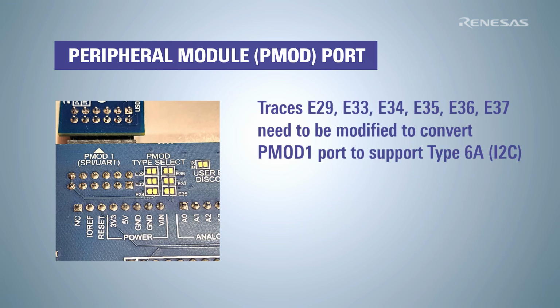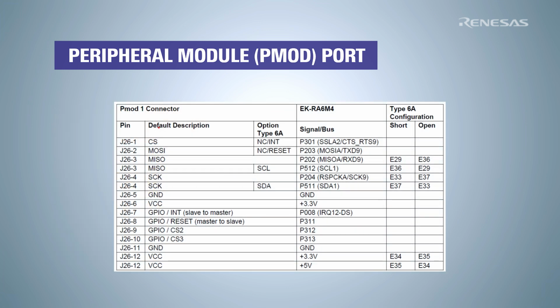There are 6 traces, as mentioned here, that need to be modified to configure the PMOD1 port for specific communication modes. The PMOD1 port is the configurable one, as tabulated here. From the user's manual of the EK-RA6M4, we can see that 2 signal pins need reconfiguration through the modification of 4 traces marked E29, E33, E36 and E37. The other GPIO pins, interrupt pins, are tabulated here.